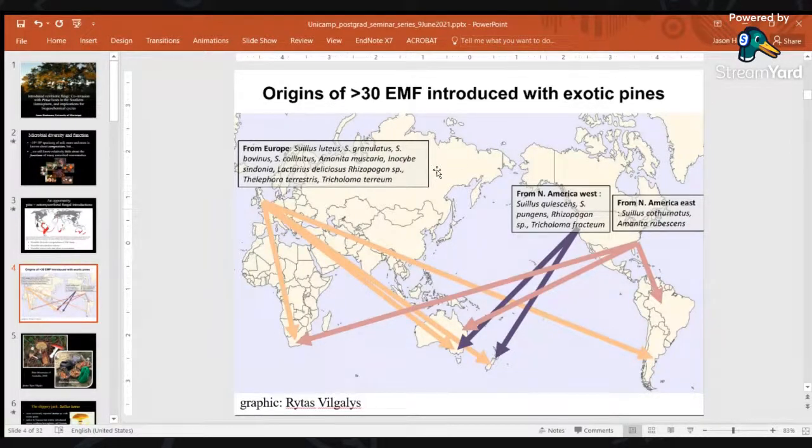From North America in the West, especially from the range of Pinus radiata, the radiata pine in California, fungal species from that system have been introduced into Australia and New Zealand. From the eastern side of North America, many species as well from Mississippi, from North Carolina, from the southeastern U.S. into South America, Australia, and South Africa.